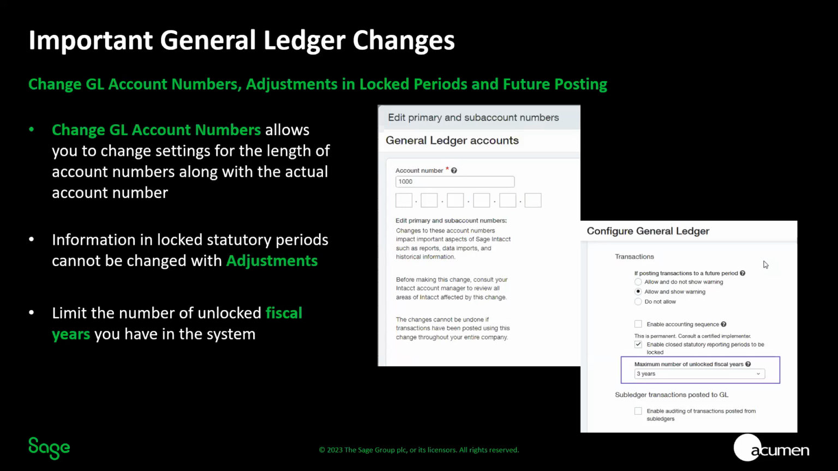And then lastly, you can limit the number of unlocked fiscal periods that you have in the system. So control how far into the future you might want to be able to post. Some clients have said, well, I don't really ever want to be able to post into the future 4, 5, or 6 years. We don't need to do that. So you can now limit that in the configure GL section of Intacct.